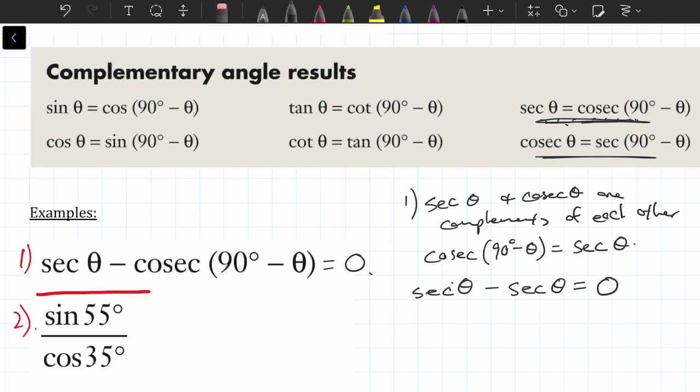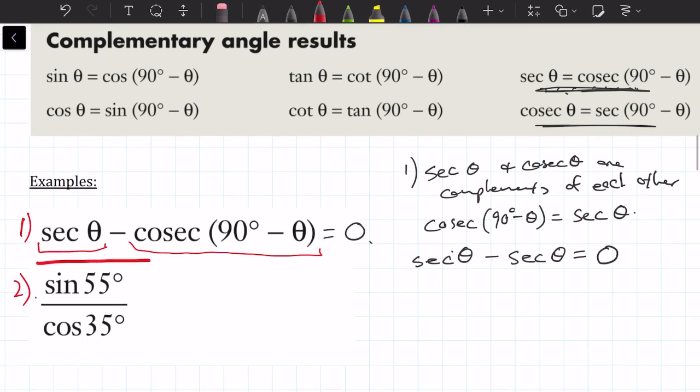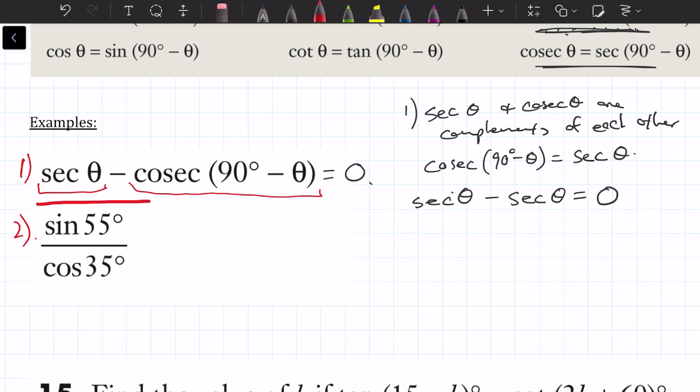Now, these are two angles I used earlier, 55 and 35, if we have a look at number 2. As we think about the second one, sine of 55 and cos of 35: 55 and 35 add to 90, which means that sine 55 is equal to cos of 90 minus 55, or the other way around, cos of 35 is equal to sine of 90 minus 35, because 55 plus 35 is equal to 90.